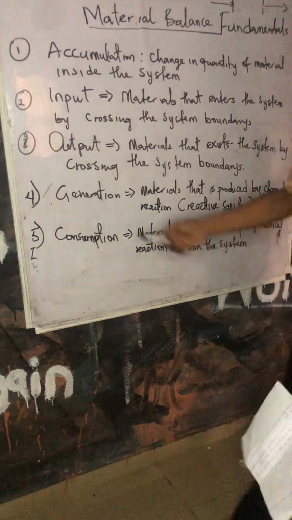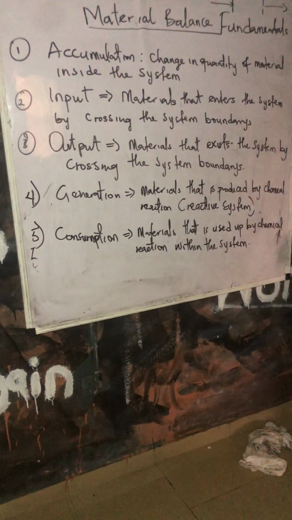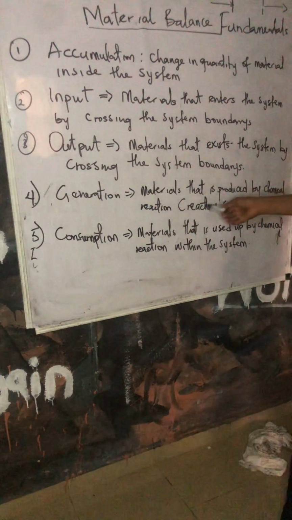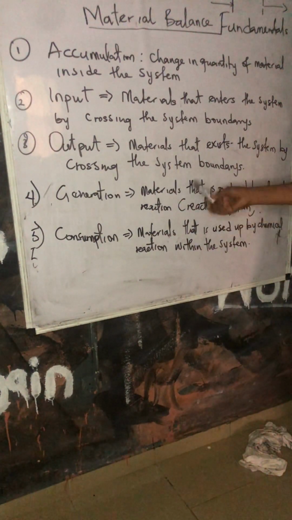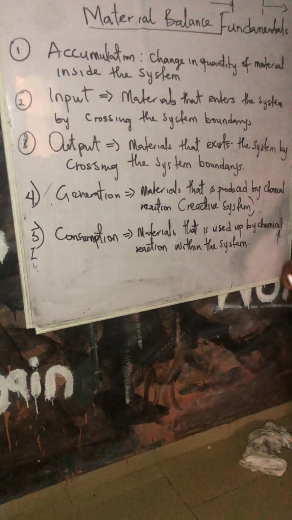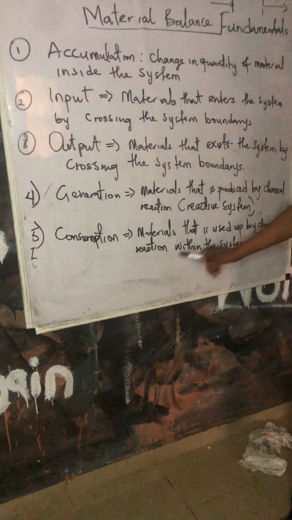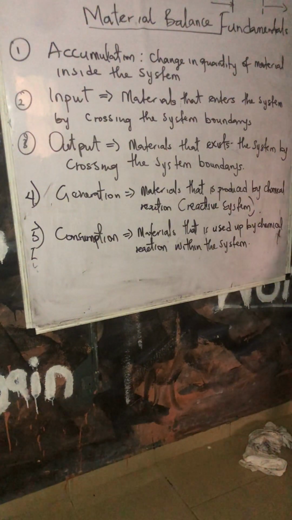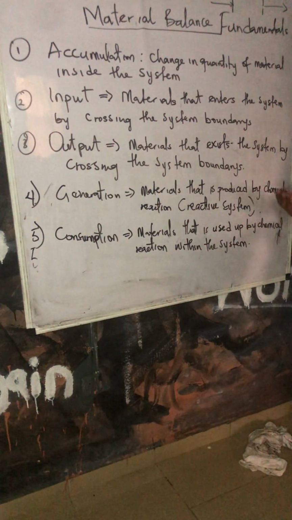So the next one is generation. Generation basically takes place when materials are being produced by a chemical reaction inside the system. And then consumption, when materials are being used up by a chemical reaction inside the system. So these things are basically very, very easy for us to remember.